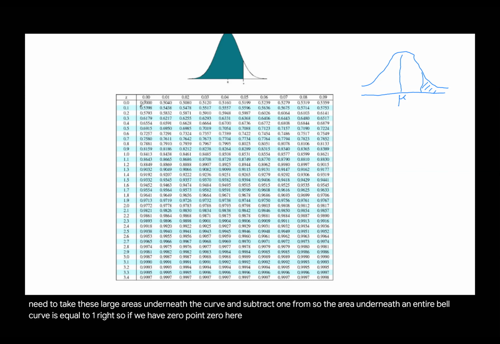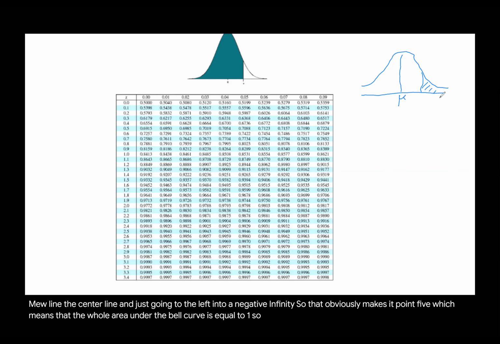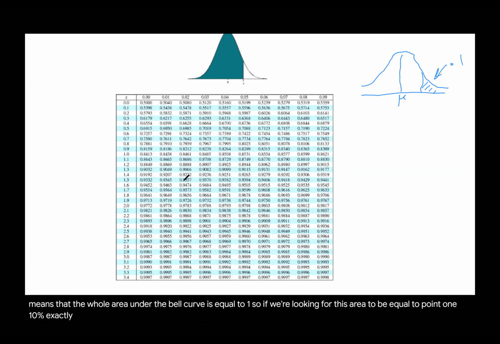So if we have 0.0 here, that's why it's half, right? Because we're at that mu point, the mu line, the center line, and just going to the left into negative infinity. So that obviously makes it 0.5, which means that the whole area under the bell curve is equal to 1. So if we're looking for this area to be equal to 0.1, 10% exactly, what we're really going to be looking for on the table is what z-score is as close as possible to 0.9.